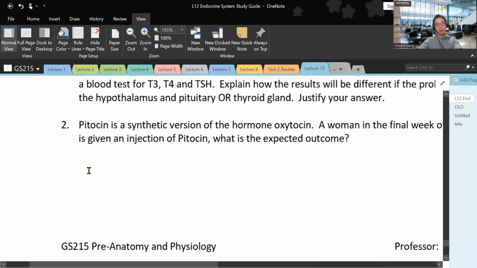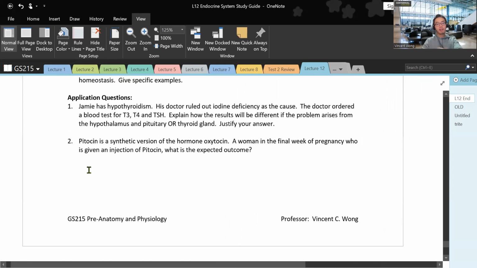Pitocin is a synthetic version of the hormone oxytocin. A woman in the final week of pregnancy who is given an injection of Pitocin, what is the expected outcome? Well, basically, oxytocin is going to induce labor. The thing about this is you only have to give a little bit of this synthetic version, and that would kind of start the ball rolling, right?